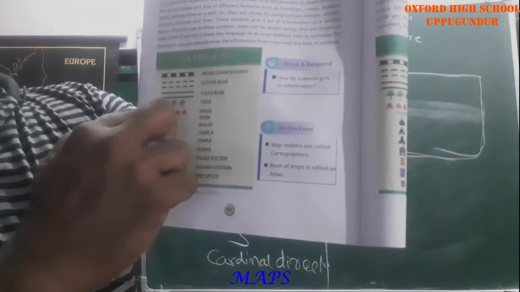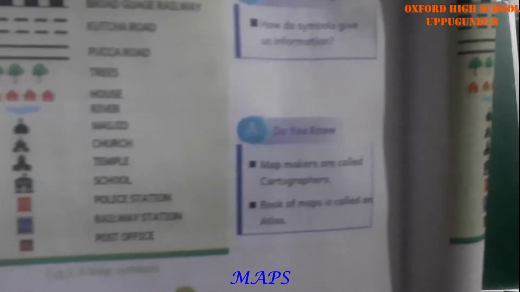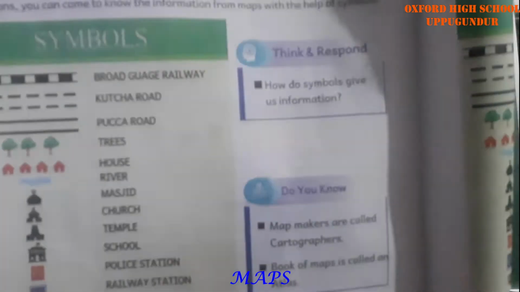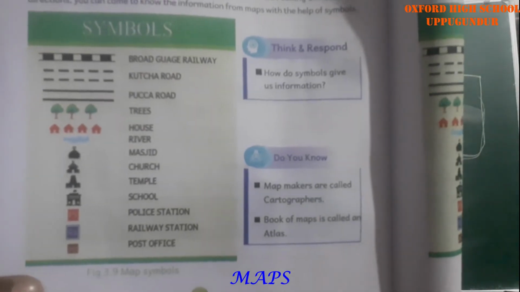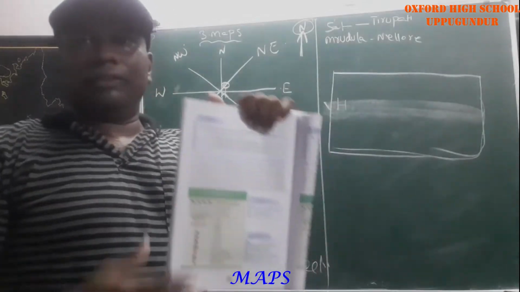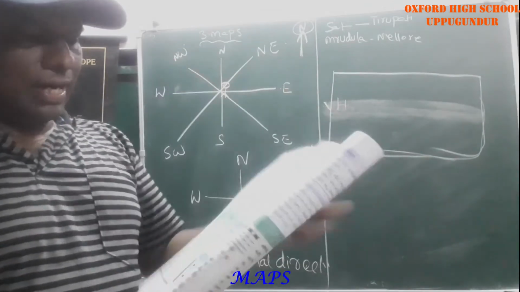See, here it is clearly given. A house symbol is given. This symbol indicates the house, and these are the tree symbols. For the river, a blue color shade is given. Then the masjid shape is given, the church symbol is given, the temple symbol is given. Like that they have given some symbols. If you have the textbook, then observe the symbols very clearly. Do you understand? In the old textbook, I also gave these symbol explanations.